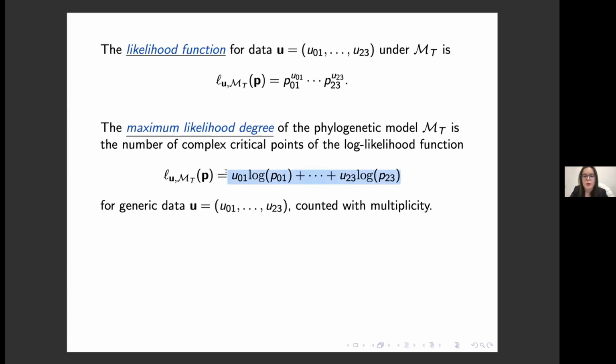And this is useful because the place where the maximum is achieved in the likelihood function does not change for the log likelihood function also. And the maximum likelihood degree number is useful because it tells us about the complexity of the problem of finding the maximum likelihood estimate. If the maximum likelihood degree is 1, then we know that only one critical point is the maximum likelihood estimate. But on the other side, if we have more, then that means that the problem is more complicated.